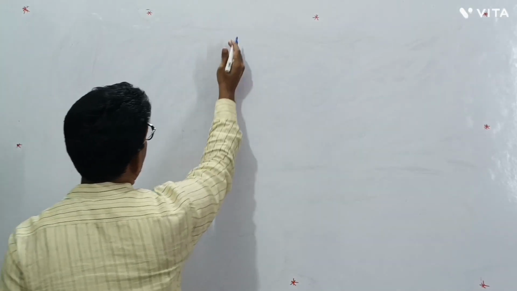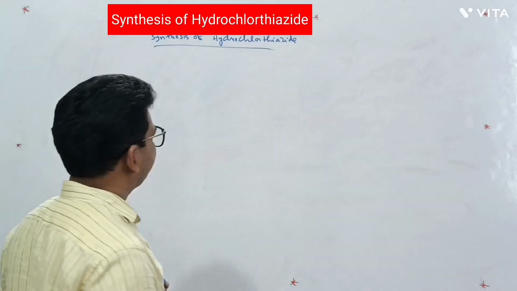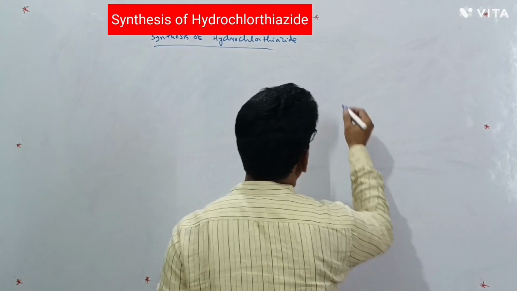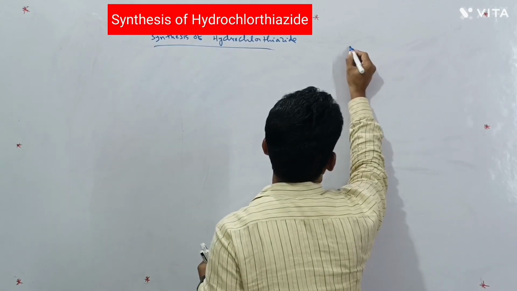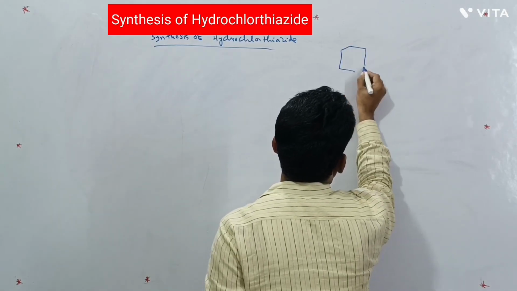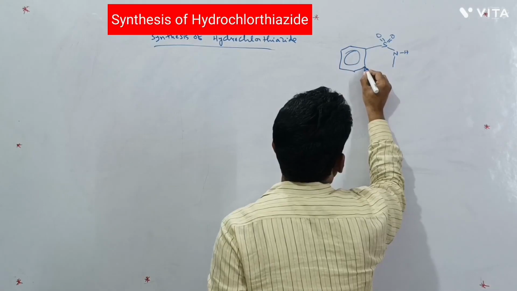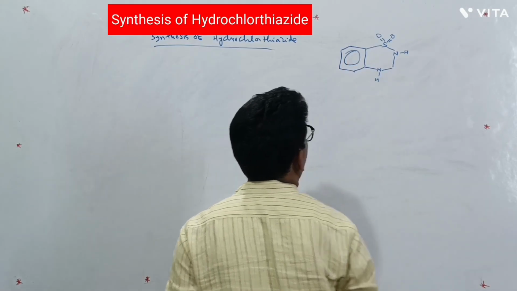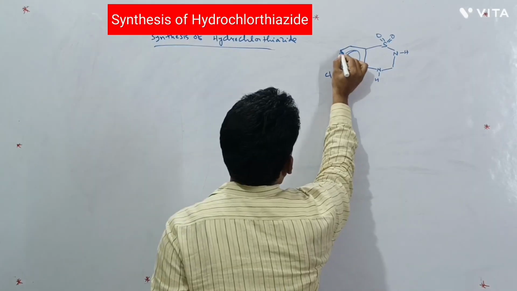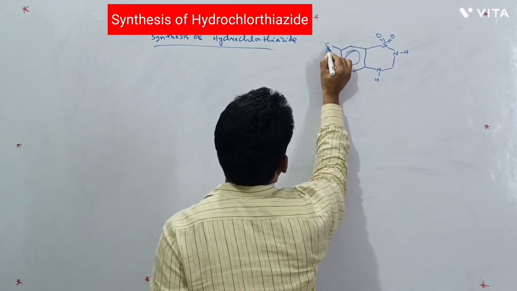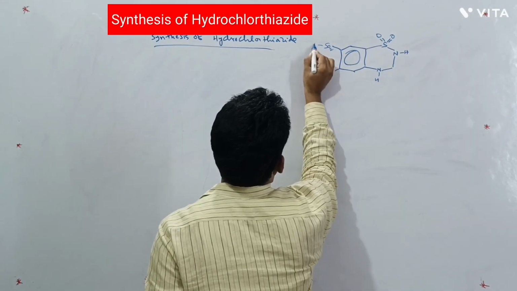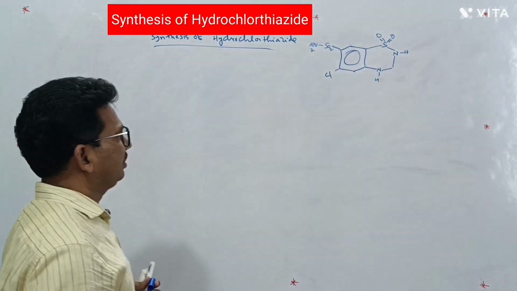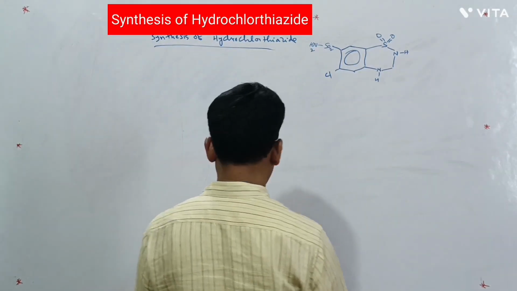Structure of hydrochlorothiazide, then we will go for the synthesis. First I will write the structure, then it will become easy for us to write the synthesis. Same as benzothiazide, but hydrochlorothiazide means it is saturated, because it is a more active drug. Here it is having the chloro group, here it is having the sulfonamide group. This is the structure of the hydrochlorothiazide.